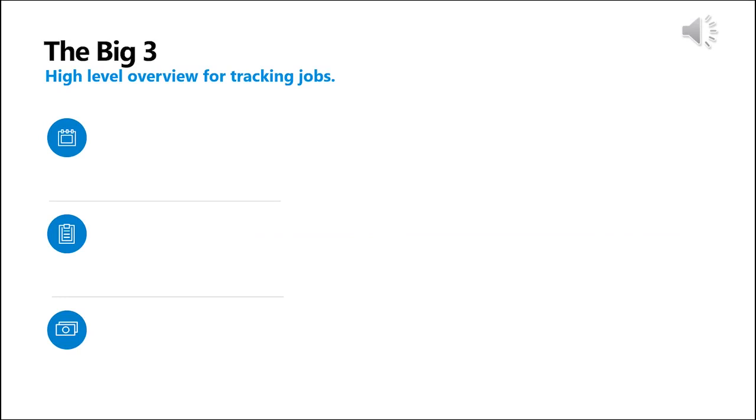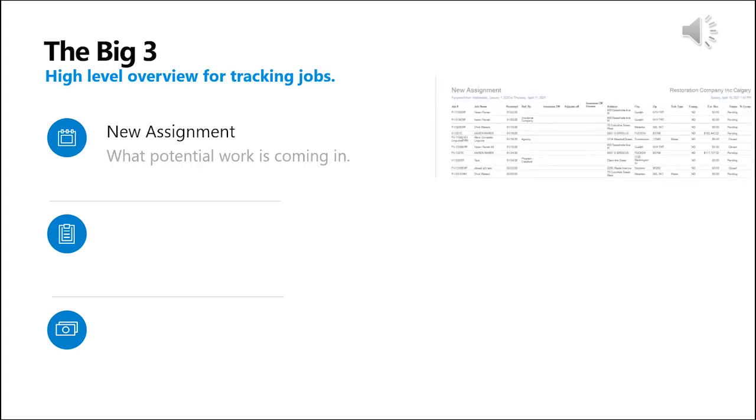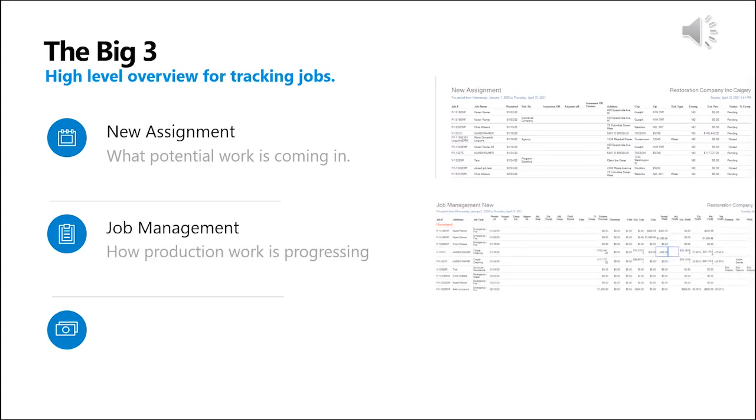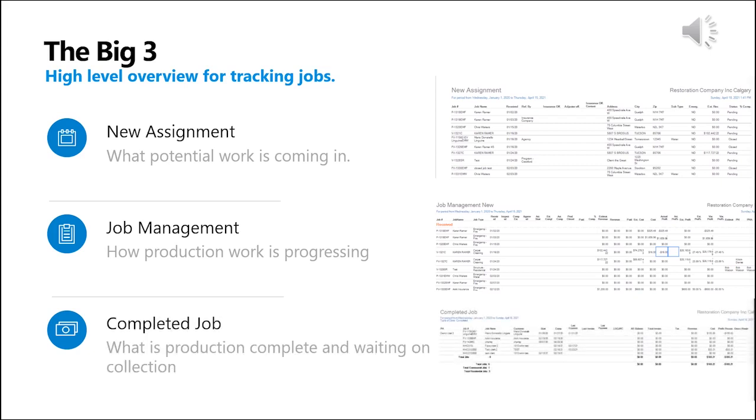These will help you keep track of work coming in, through production, and into post-production collections. The first is the new assignment report. This identifies what potential work is coming in or waiting for approval. Next is the job management report. This shows us how production work is progressing and whether things are staying on track and on budget. And finally, the completed job report. This shows us what production is complete and waiting on collections.